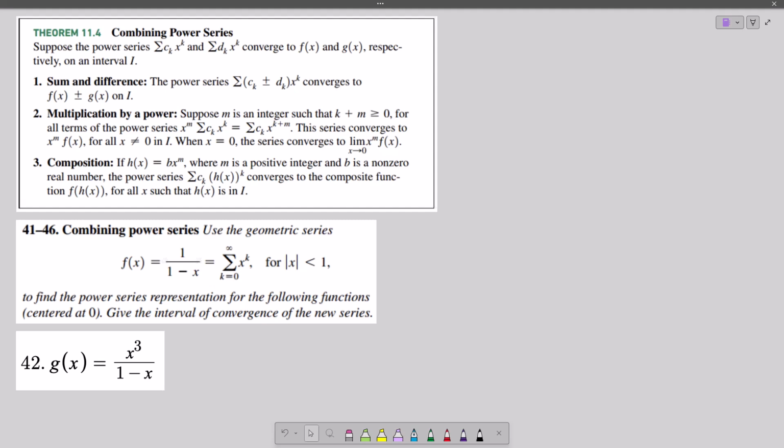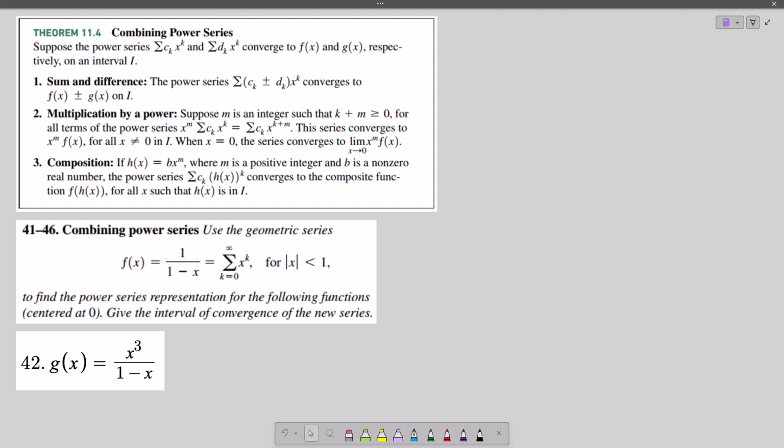Okay, number 2. Our power series have all started with k equals 0 or 1, which is very typical for all the series that we've seen. And right here, they are saying if we have a power series that converges, so the c sub k series is converging to f, and you multiply it by a power of x, so x to the 3, x to the 5, you're still going to get a converging series.